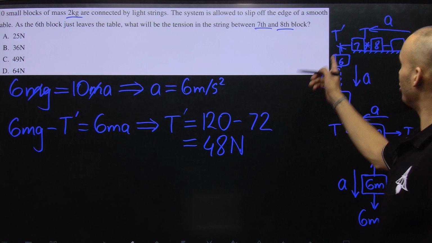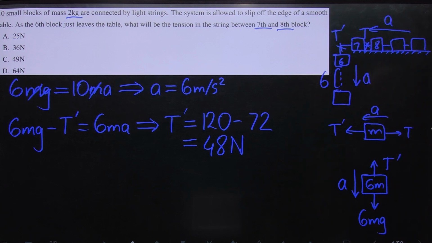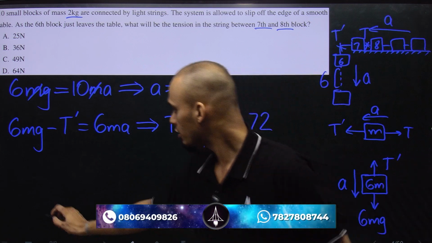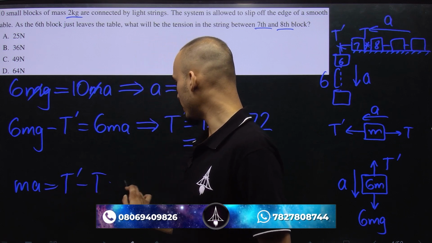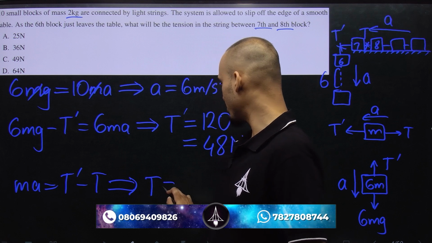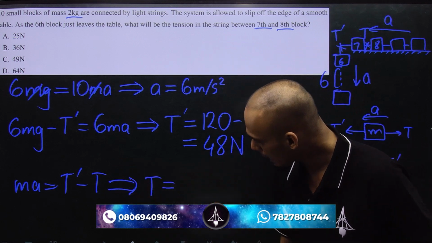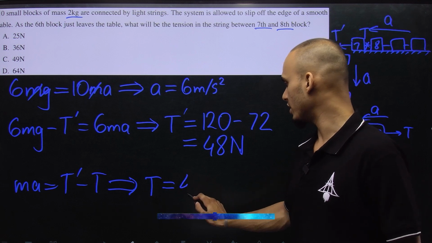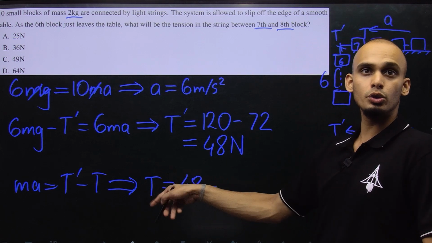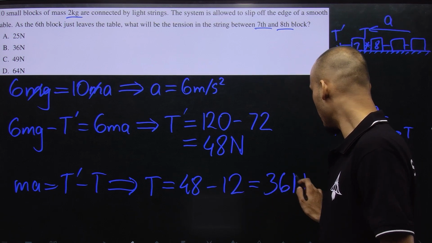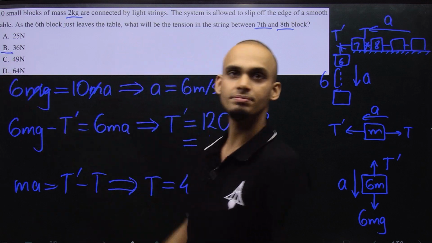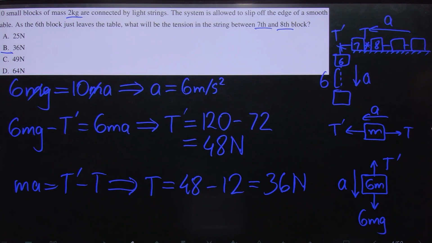But we need to find the value of T, that is the other tension. So we can now balance forces on the 7th block. Driving force is T dash, acceleration is a. So m into a should be equal to T dash minus the tension required, T. We can now write the value of T as T dash minus ma. T dash is 48 newtons and ma is 2 into 6, that is 12 newtons. So we get the value of T as 36 newtons, which is matching with option B. Again, simple laws of motion you can apply on each and every single block and you will easily get the answer.